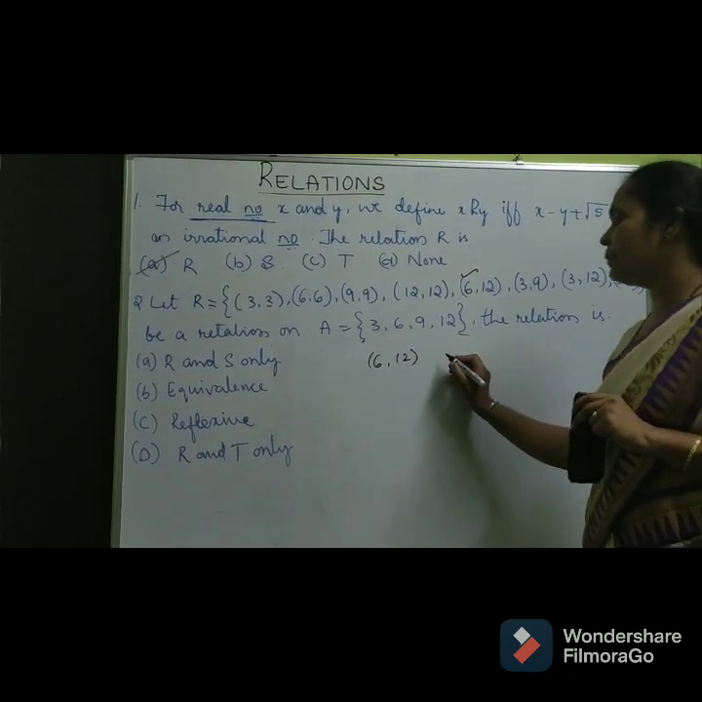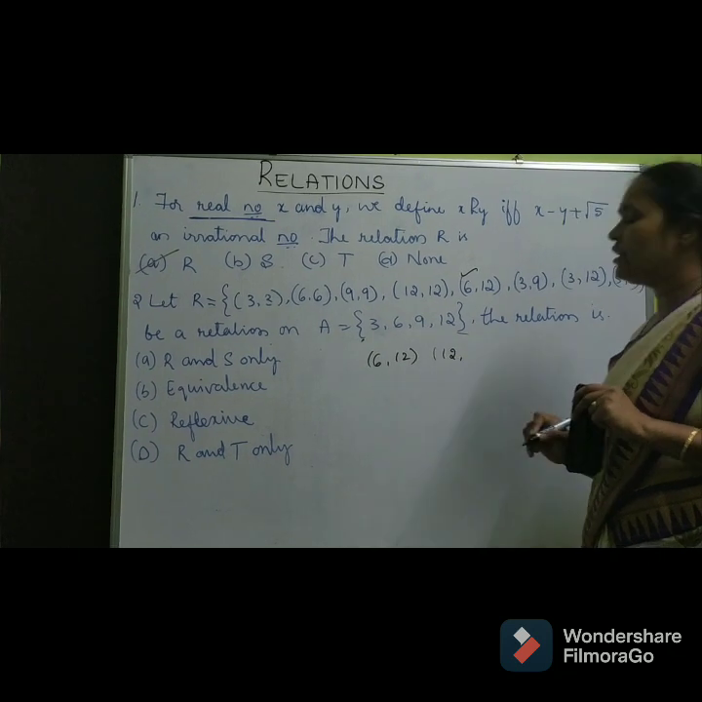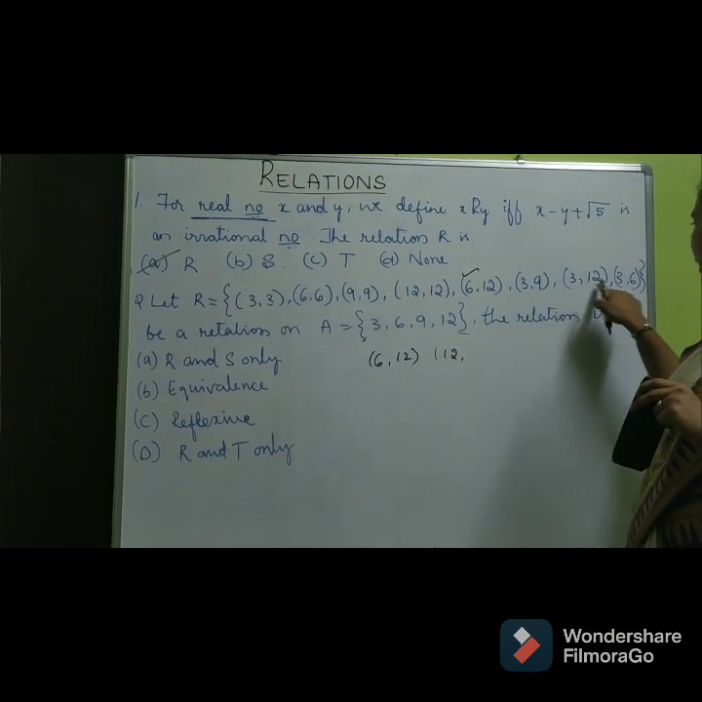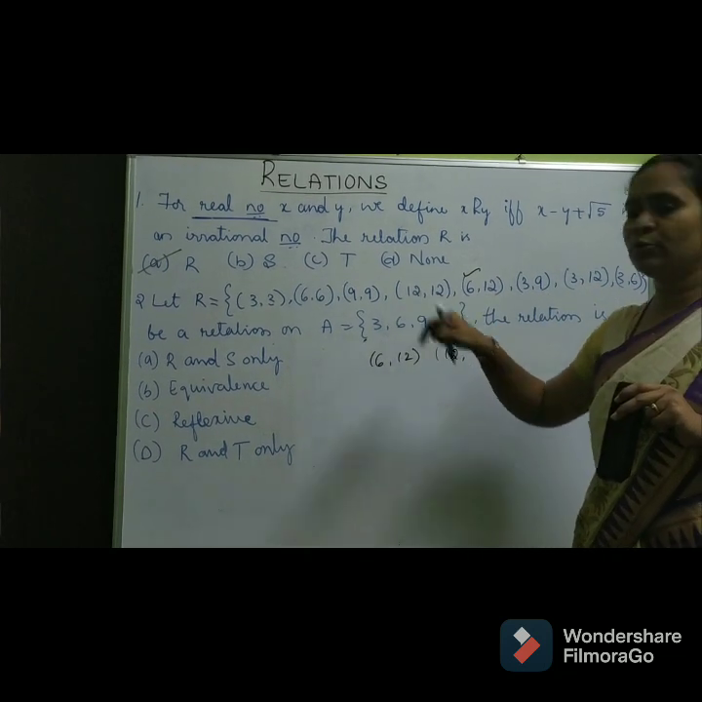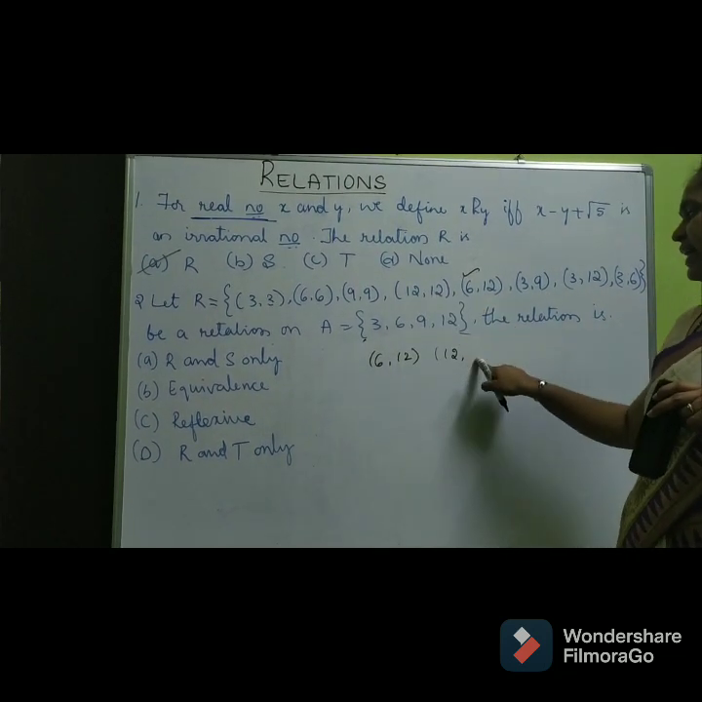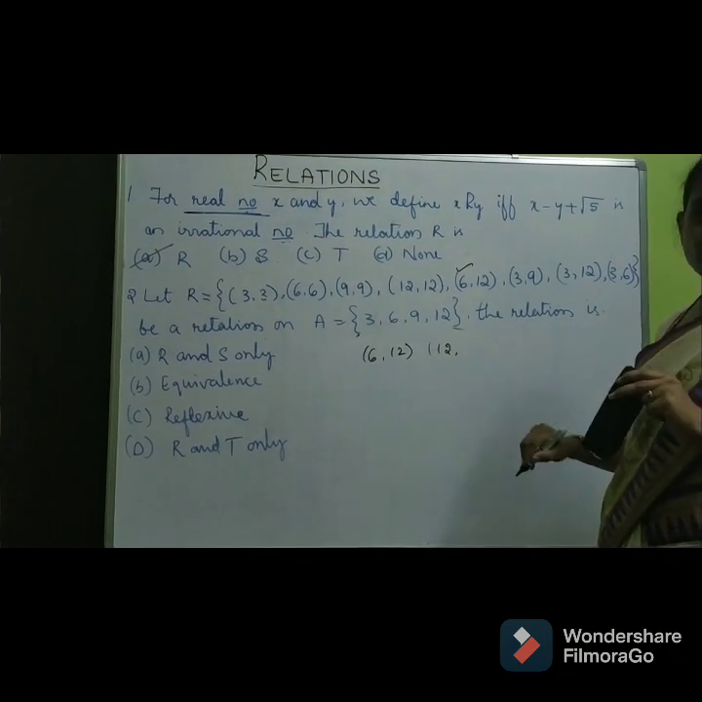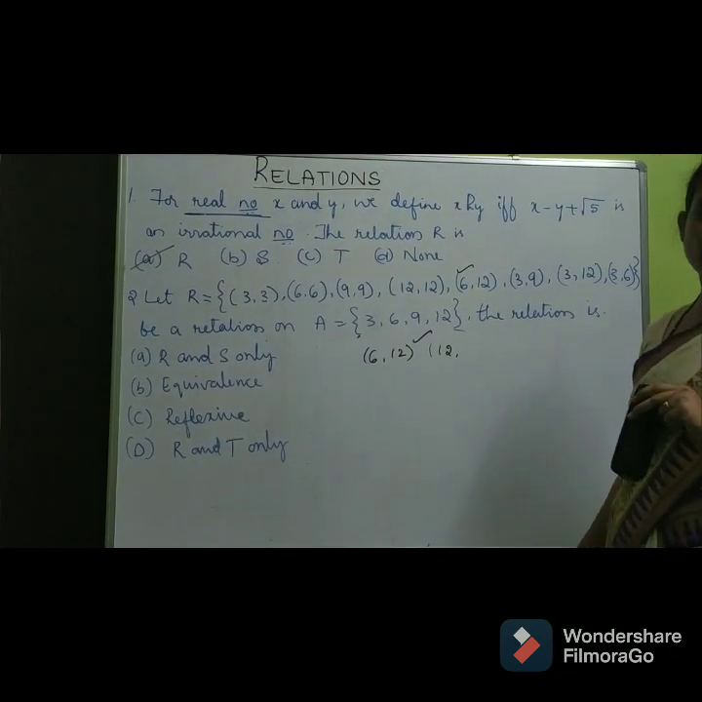6, 12 is there. Is there any ordered pair which starts with 12? I am checking. See 12, nothing is there to start with. Of course, this is there. If I write 12, 12, again it will become 6, 12, which is there. So, no need to take. So, this is no problem for us.